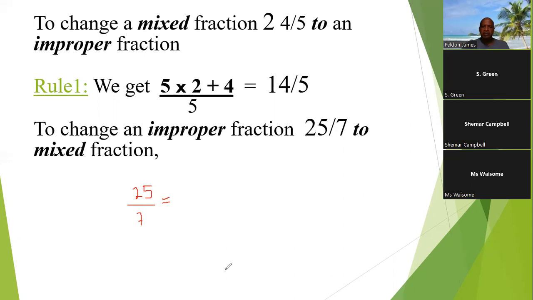We divide our numerator by the denominator. Yes, divide the 7 into 25. Now remember what we are saying: how many 7s can come out of it? We're dividing the numerator, so 7 into 25 goes how many times? How many 7s can you get out of it?